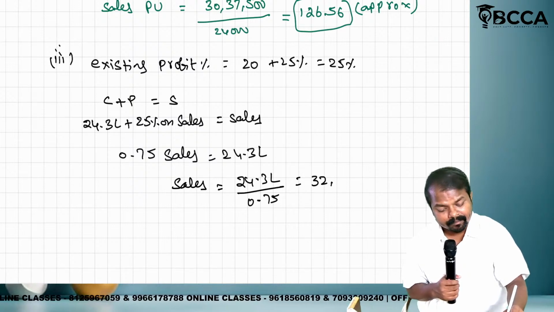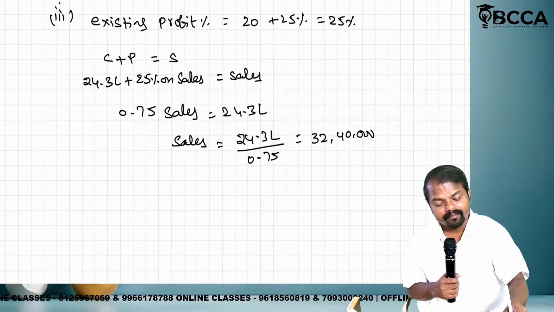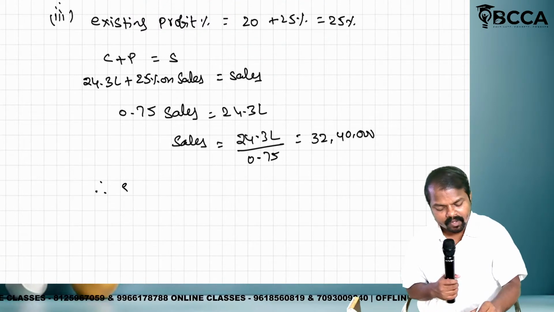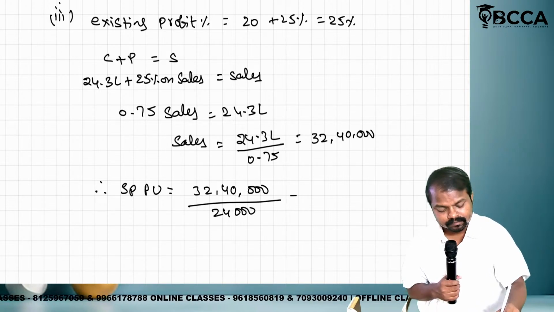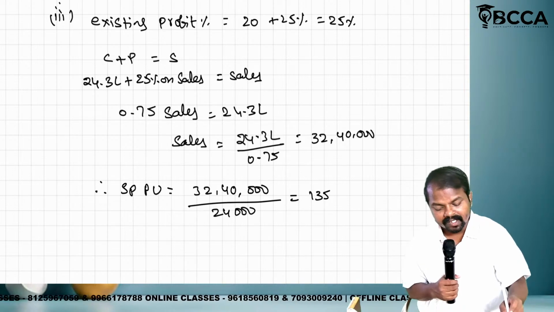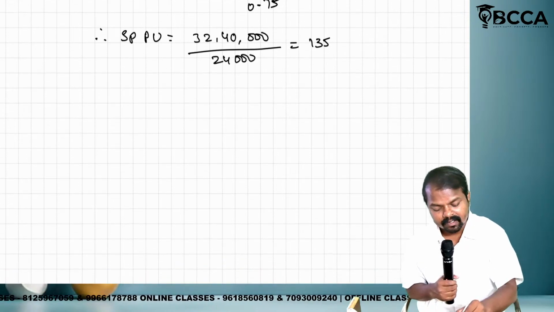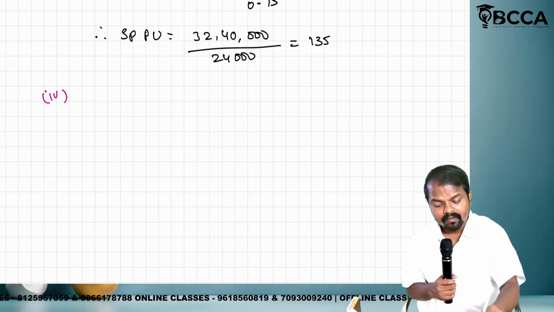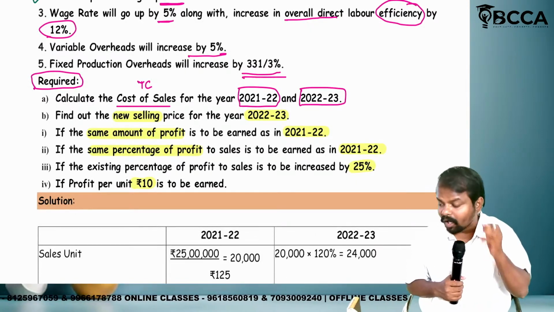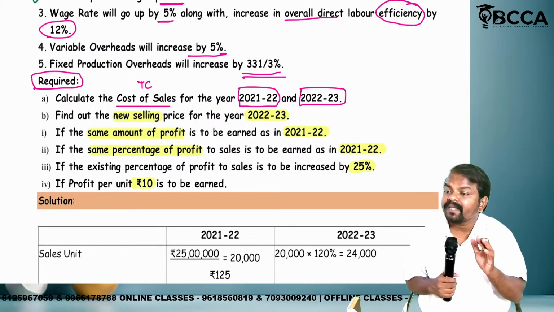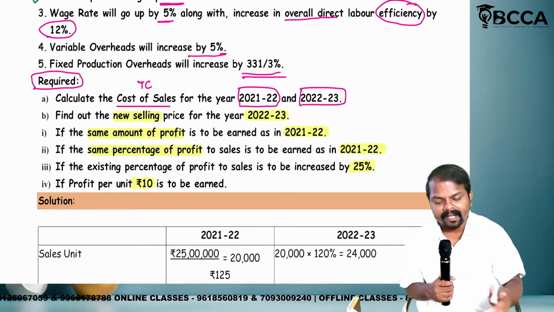32 lakh 40,000. Correct? Therefore, selling price per unit is equal to 32 lakh 40,000 divided by 24,000, which is 130. Correct? Question number 4. If profit per unit is 10 rupees, what is the selling price they are asking?